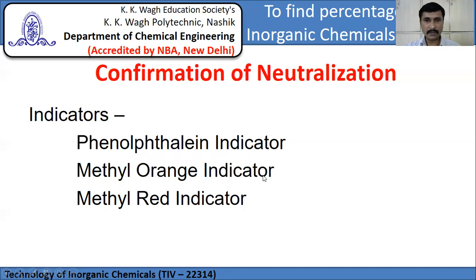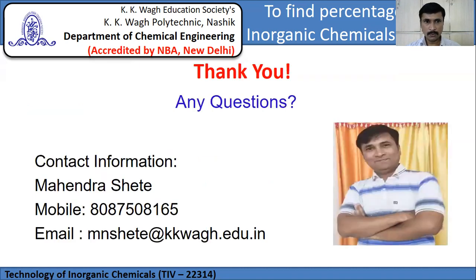Methyl orange indicator is used when the titration of weak acid or weak base is involved. And similarly, methyl red indicator is also used for the titration of this acid base reaction. Okay, thank you.